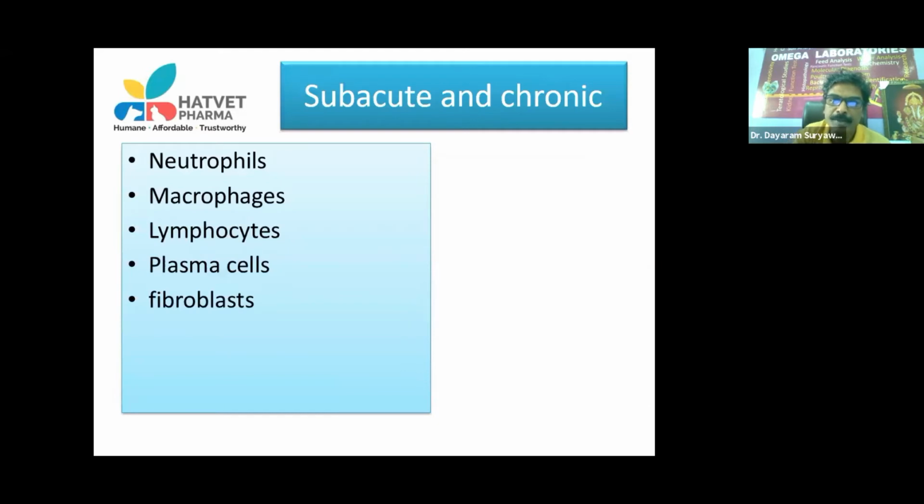Now, subacute inflammation. In subacute inflammation, the neutrophil count is a little bit less, but along with that, we are getting more macrophages, more lymphocytes, some plasma cells, and along with that, fibroblasts and fibrin are also present in the cytology.